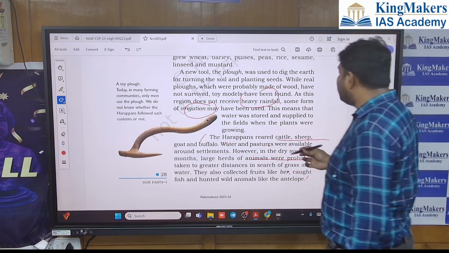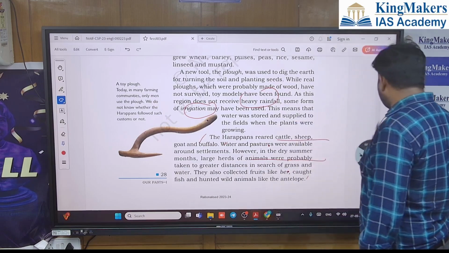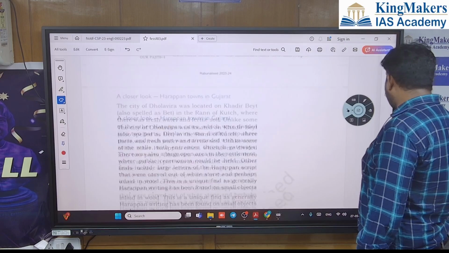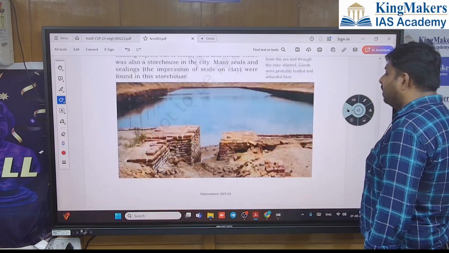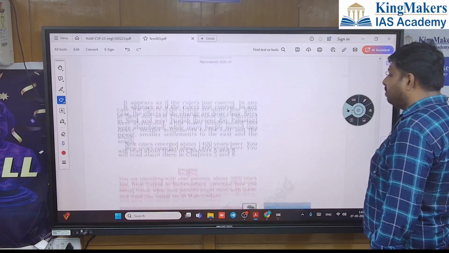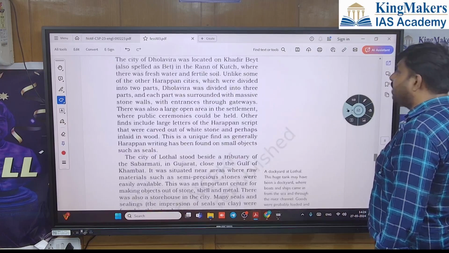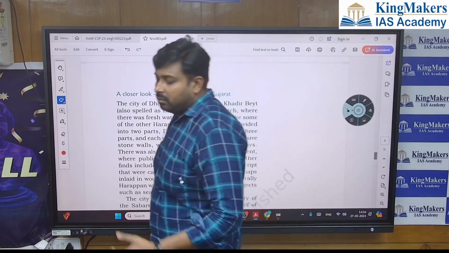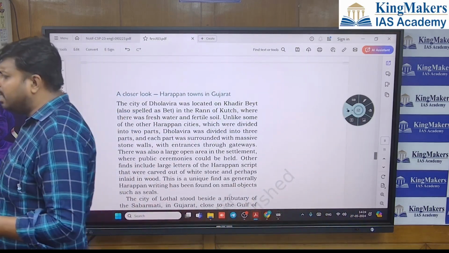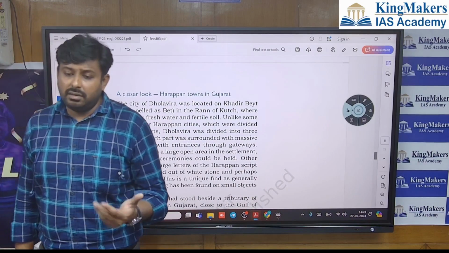So the civilization grew in a very big way. But after a point of time, the civilization started diminishing. They also had trade via boat.